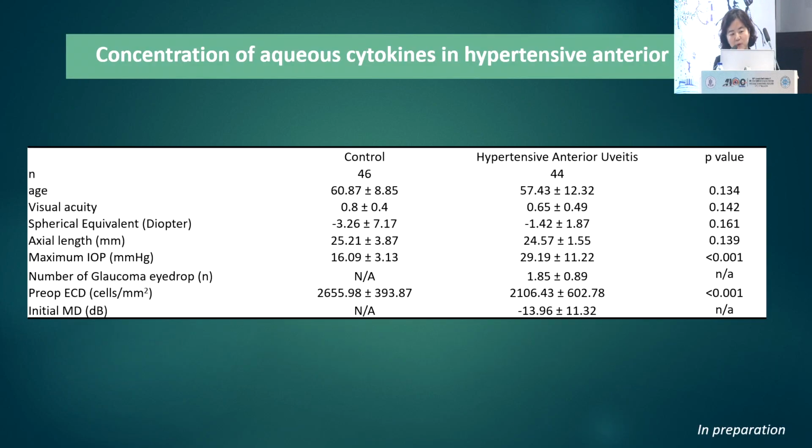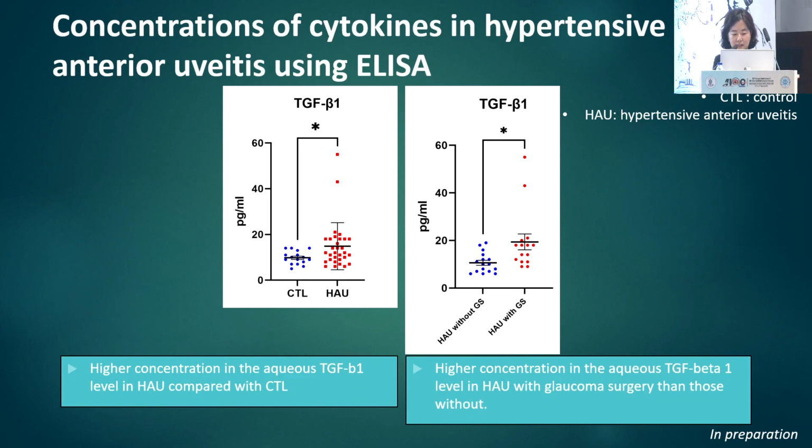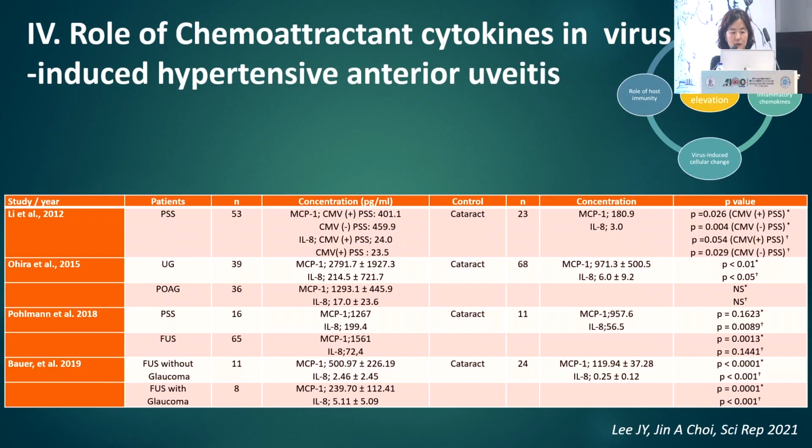So we performed the analysis of the concentration of aqueous cytokines in these patients. This is the demographics. And we found a higher concentration of aqueous TGF-beta 1 in hypertensive anterior uveitis compared to the controls. And also, among the patients with hypertensive anterior uveitis, those with glaucoma surgery had a higher level of TGF-beta 1, which shows TGF-beta is elevated and has a role in these patients.